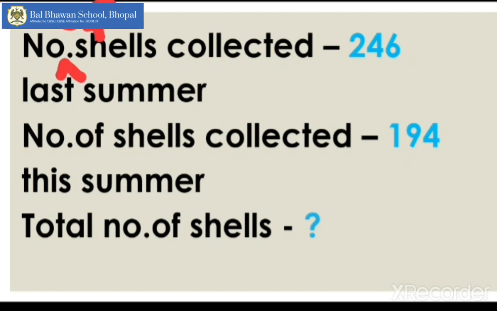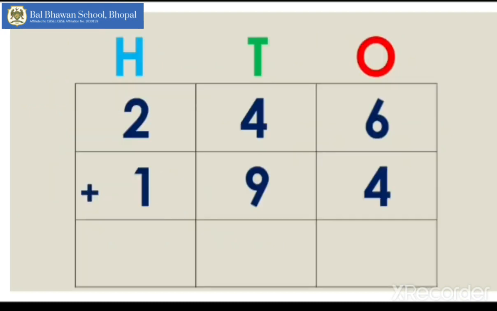Now what do you have to find out? Now we will write that statement. So it is total number of shells collected by Ria. Again we will add and we will find out the answer. So now we have written both the values. Okay, now we will add.